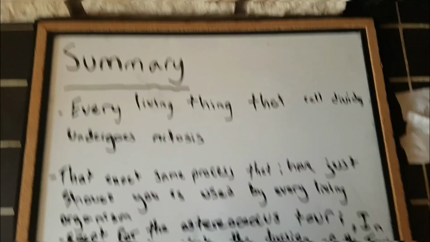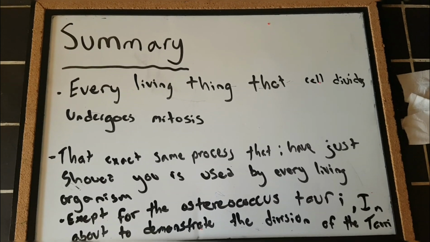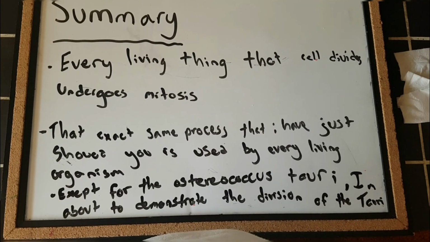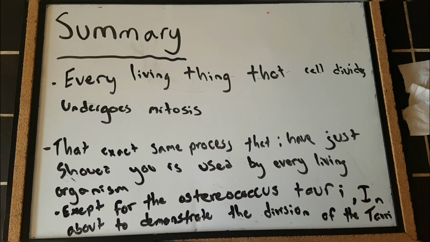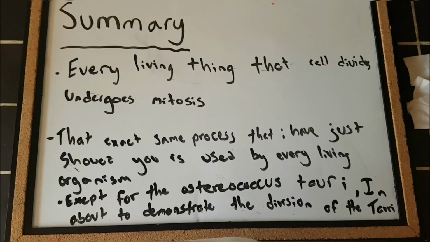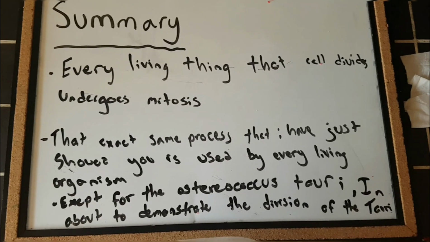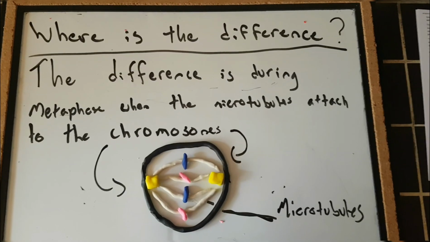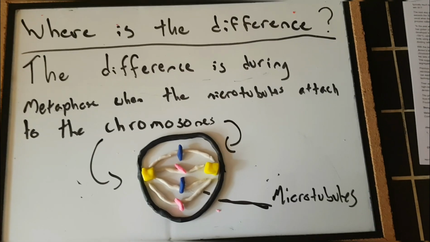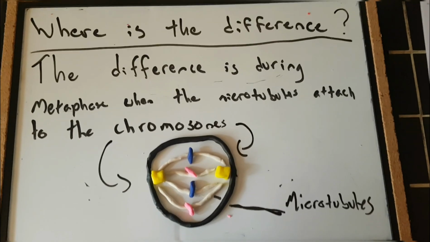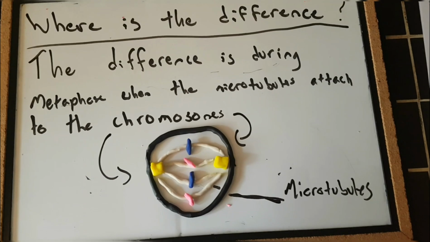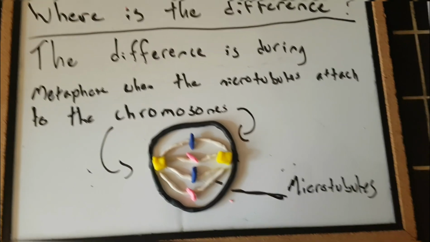So a summary of what I just showed you guys is that every living thing that cell divides undergoes mitosis. That exact same process that I've just showed you is used by every living organism, except for the Ostreococcus tauri. I'm about to demonstrate the division of the tauri and how it differs from every other living thing in cell division. Where's the difference between regular living things undergoing mitosis and the Ostreococcus tauri undergoing mitosis? The difference is during the stage metaphase, when the microtubules attach to the chromosomes.